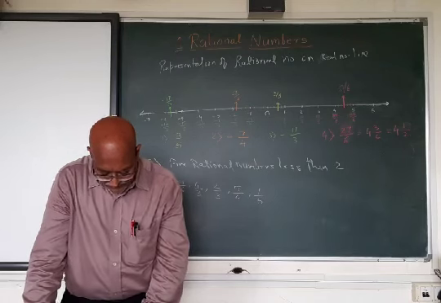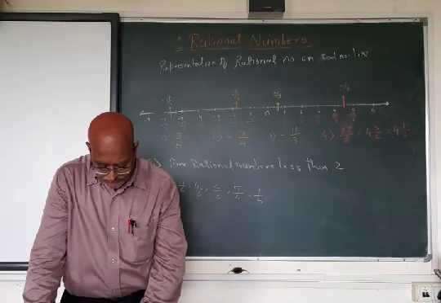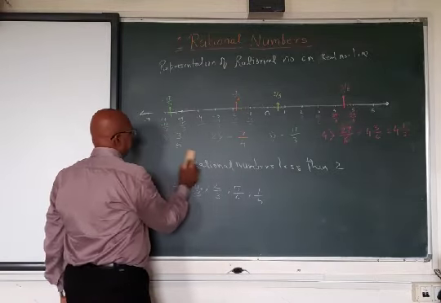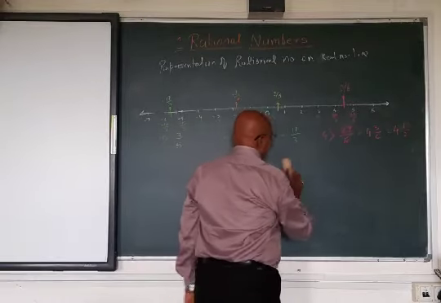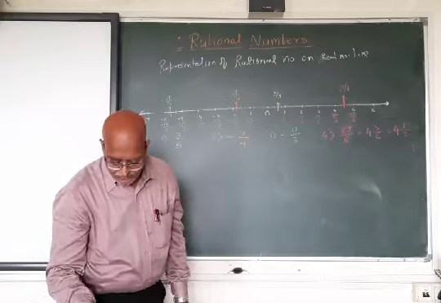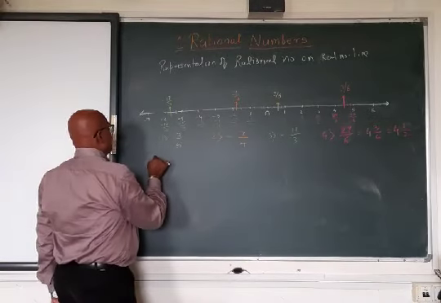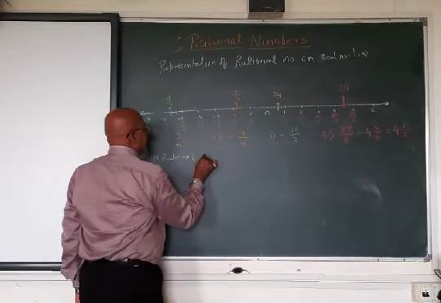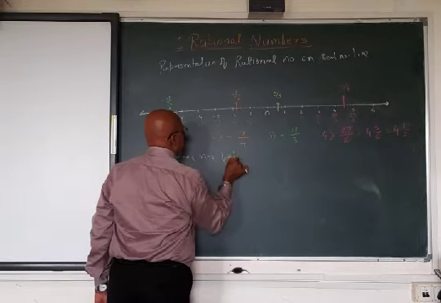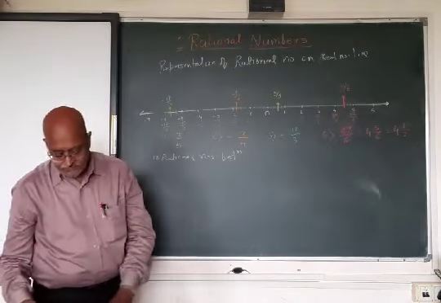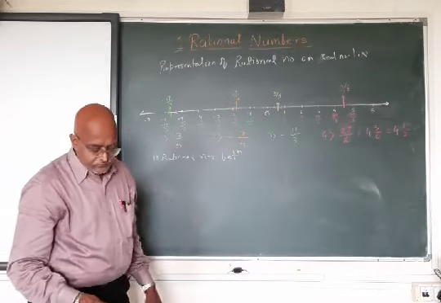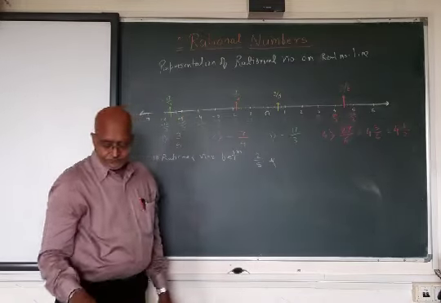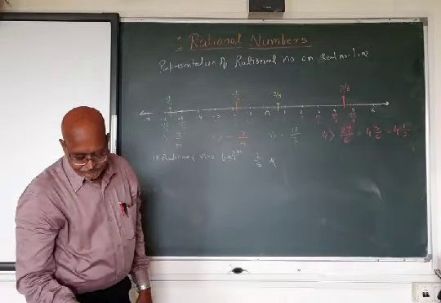Find 10 rational numbers between minus 2 by 5 and 1 by 2. Now see, you have to find 10 rational numbers in between the given two numbers. The given numbers are minus 2 by 5 and 1 by 2.